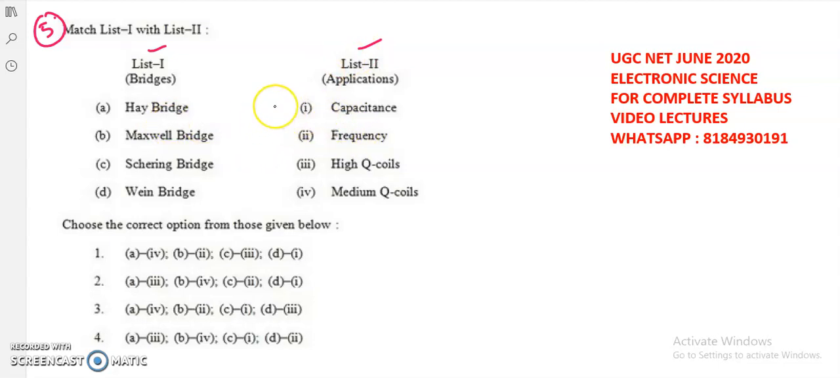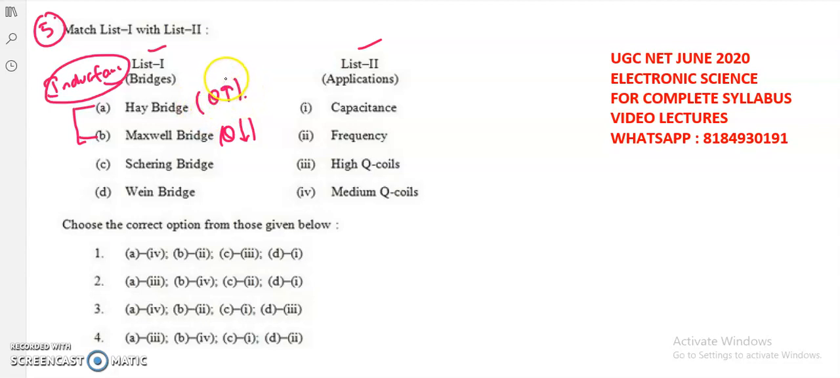As per the lectures, I told that Maxwell's bridge and the Hay bridge, both these two are used to measure the inductance, right? But out of the inductance, Maxwell's bridge is used to measure the low Q values, and Hay bridge is used to measure the high Q values. That means high quality factor. So out of the given options, option B matches the medium Q values, and coming to option A, Hay bridge is high Q values, right?